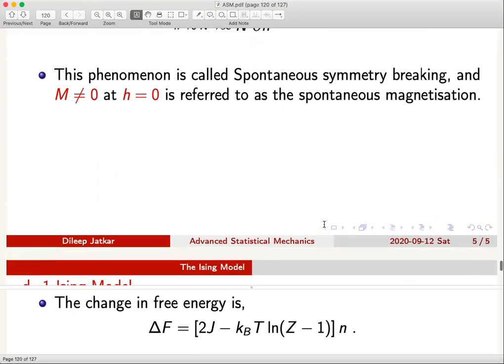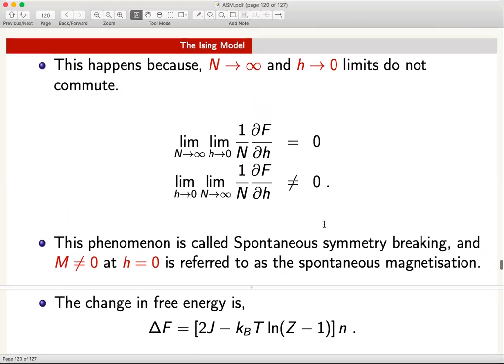Fine. So I think next time we'll study the exact solutions of Ising models. Okay. So any questions here?